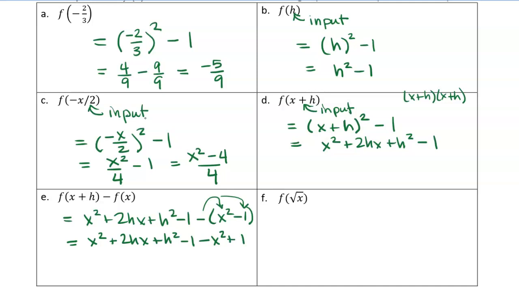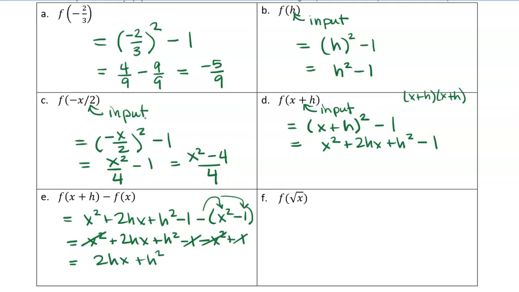All right, now I can see some terms that will cancel, right? x squared minus x squared is 0, so I'll just cross those out. And then I have a minus 1 and a plus 1. Those will cancel as well. And what I have left is 2hx plus h squared.